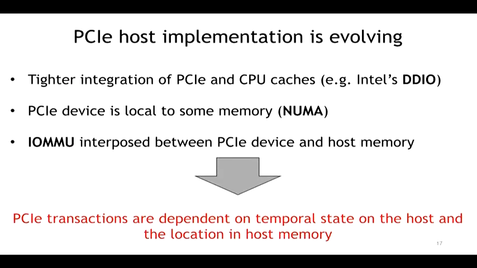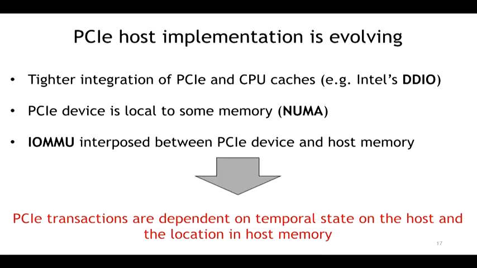At the same time, we've also seen that the PCI host implementation is evolving a lot. So I showed in the diagram earlier that the PCI root complex sits next to the memory controller and the CPU caches. Intel actually has done a lot of integration of the PCI root complex with the caches, so you can DMA straight in and out of caches.